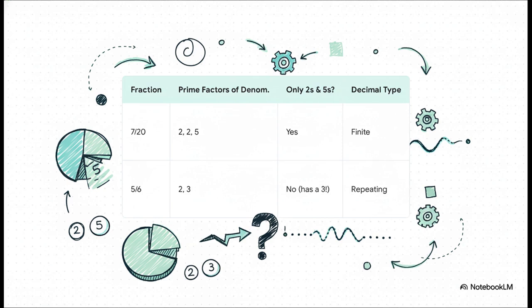Okay, now let's try 5 over 6. The denominator is 6. The prime factors of 6 are 2 and 3. Uh-oh, you see it? There's a 3 in there. That's not a 2 or a 5. So the code predicts this one will repeat forever. And it does. It's 0.83333. See? The secret code works every single time.